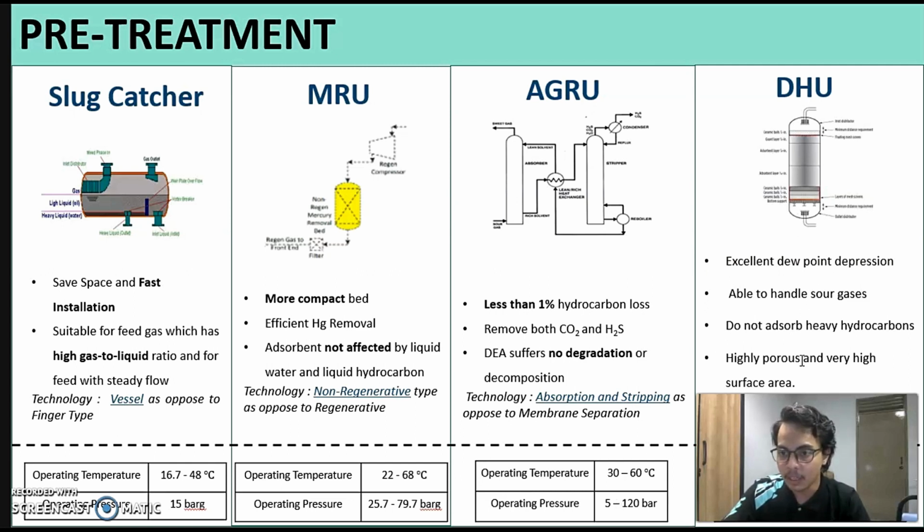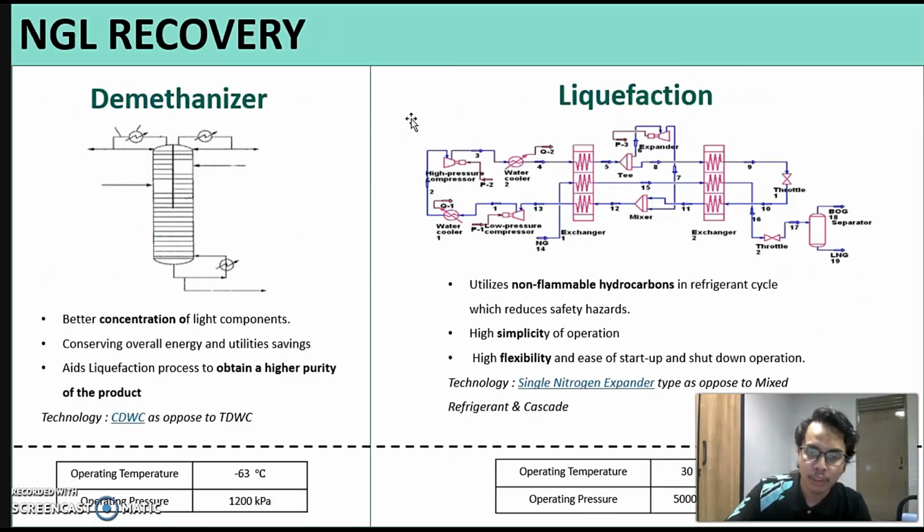And next is DHU. Basically, we want excellent dew point depression, and we want the unit to be able to handle sour gases, not absorb heavy hydrocarbons, and have high porosity and very high surface area. The technology that we have chosen is molecular sieve, which can be regenerated, compared to absorption and condensation. The operating temperature is around negative 50 to negative 448 degrees Celsius, and the operating pressure is approximately around 5,000 kilopascal.